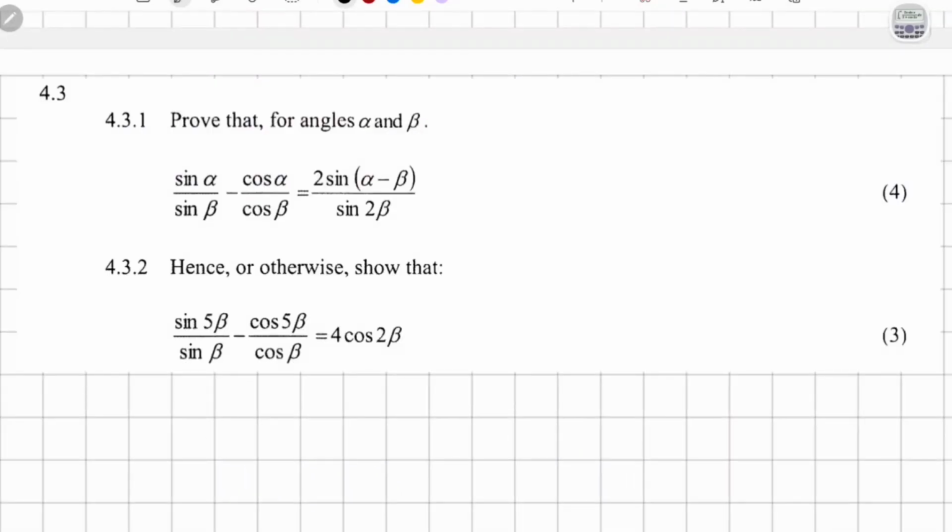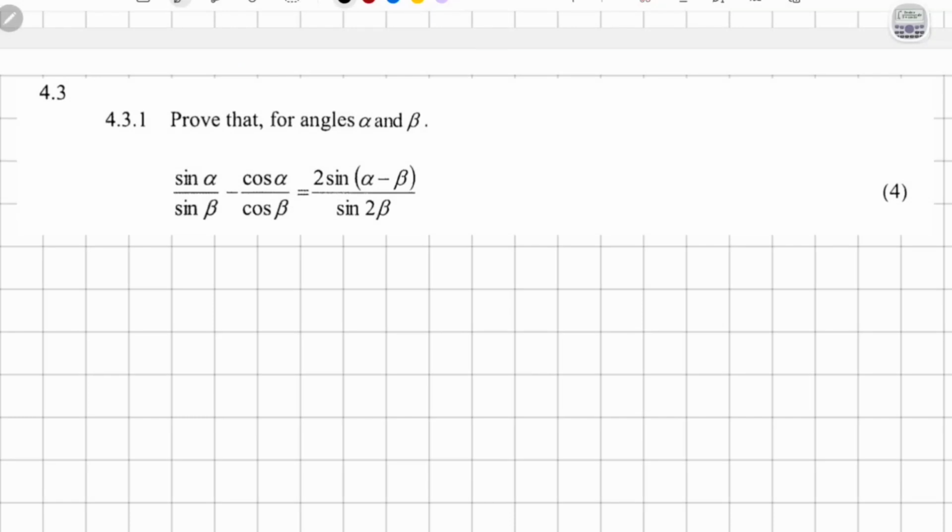Okay, so this is what we have for 4.3. We have to prove that for angles alpha and beta, this is equal to this. So this is just an identity. Let's go ahead with the first one. Looking at the left and the right hand side, which one can you actually simplify? The left hand side. The right hand side is already kind of simplified, there's not much we can do here. So we can work on the left hand side.